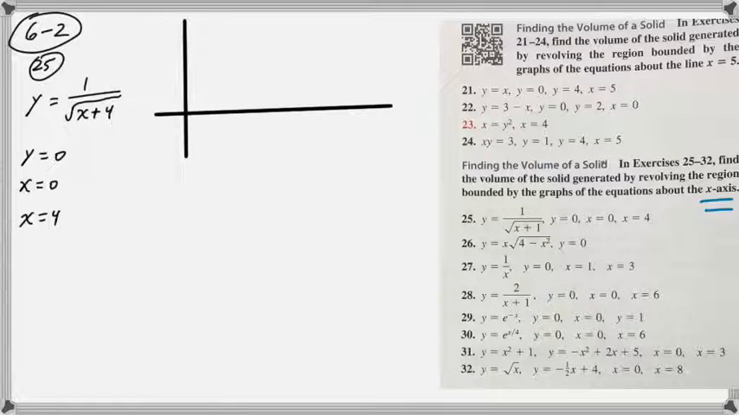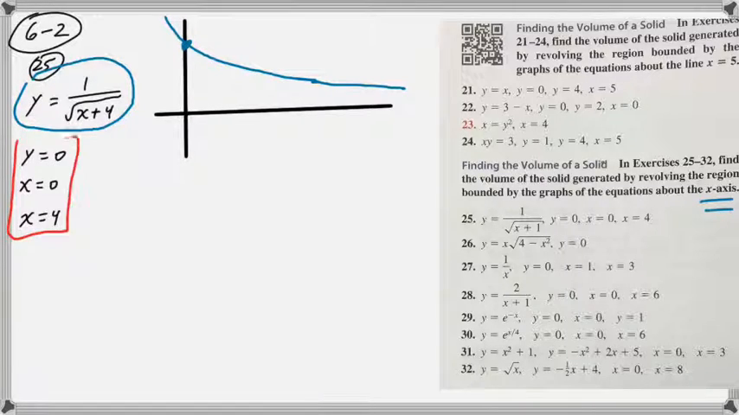And I know that if I put a 0 into this first one, I get a 1/2. And I believe that it just kind of curves. I don't know, but I do know that it's positive. It's above the x-axis. Now these other ones I'll graph in red.